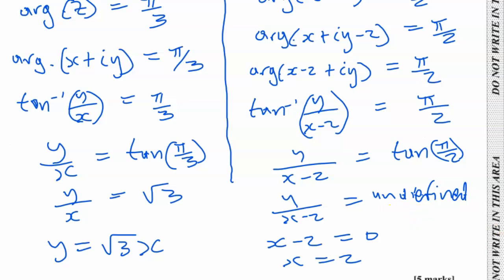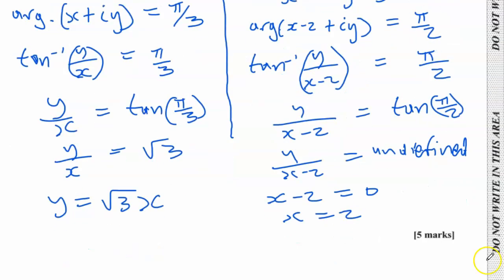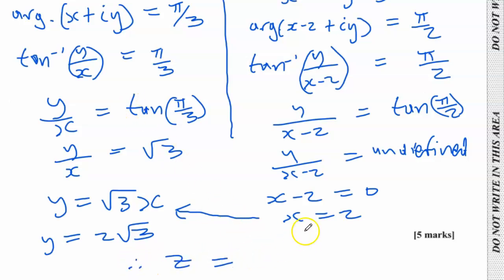So x equal to 2, and y is equal to root 3x. So therefore, if I plug this into this, replace x with 2, y would be equal to root 3 times 2, or we say 2 root 3. So therefore the complex number z, remember z is x plus iy, the x is 2 and the y is 2 root 3. So z is 2 plus 2 root 3 i. Let's move on.